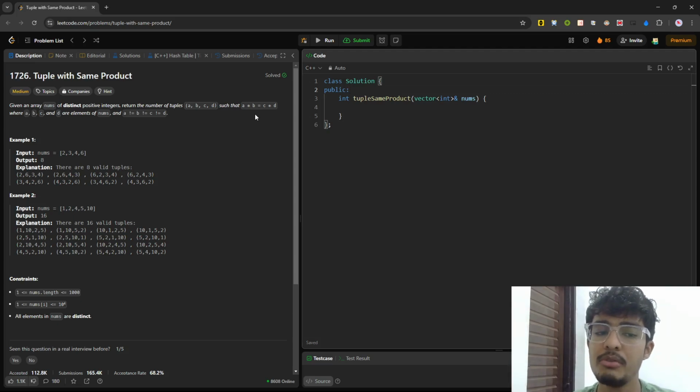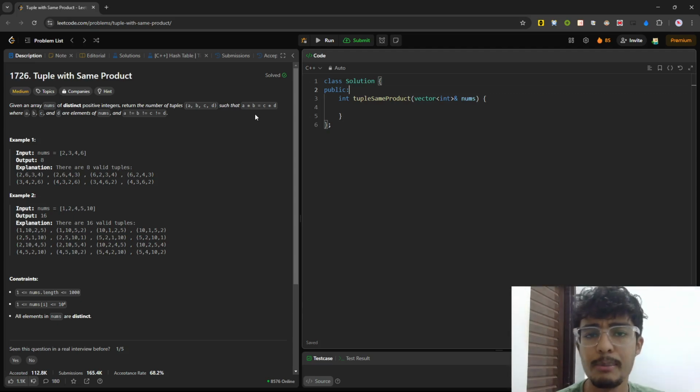In example number 1 we are given nums equal to 2, 3, 4, 6. If we observe, 3 into 4 equals 6 into 2. So I can choose one pair: a comma b as 3 comma 4 and c comma d as 2 comma 6. So the valid tuples can be: I can swap 2 and 6, I can swap 3 and 4, and I can also swap the pair 3 comma 4 with the pair 2 comma 6. So the answer will be 2 into 2 into 2, which is 8.